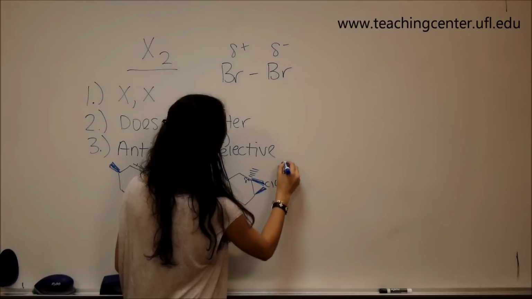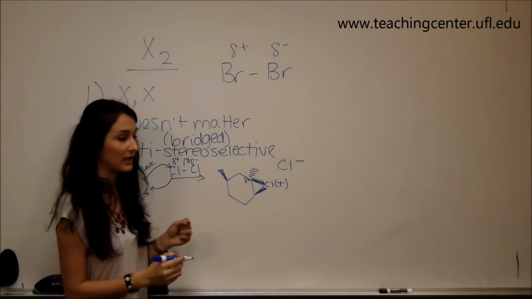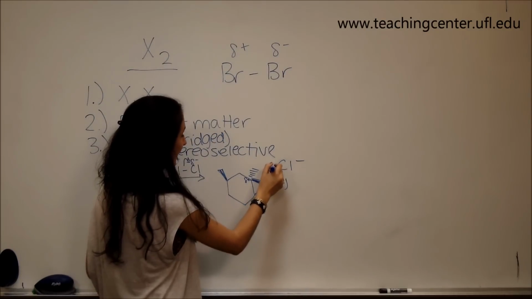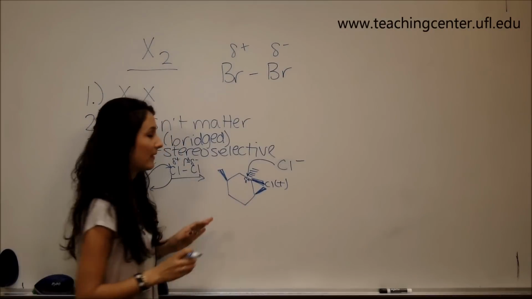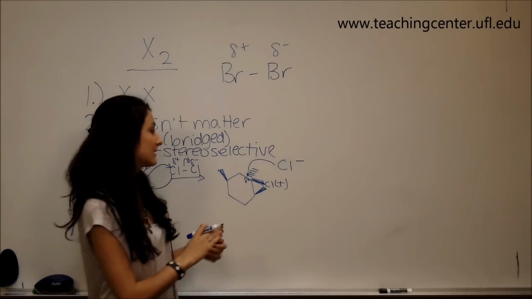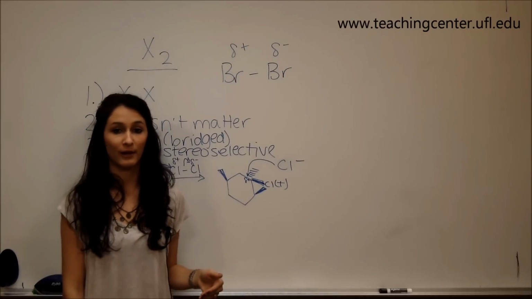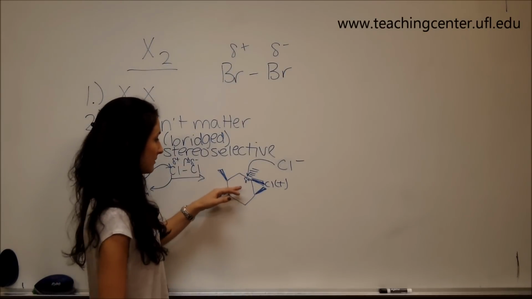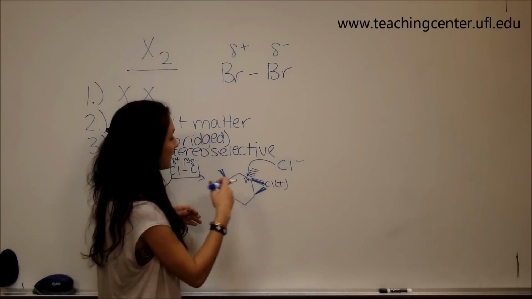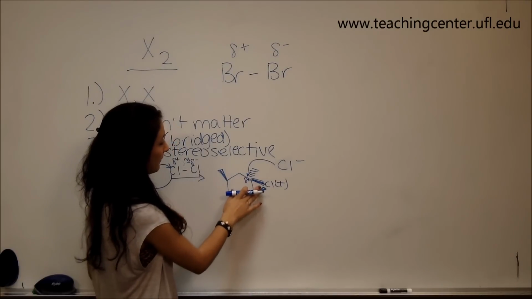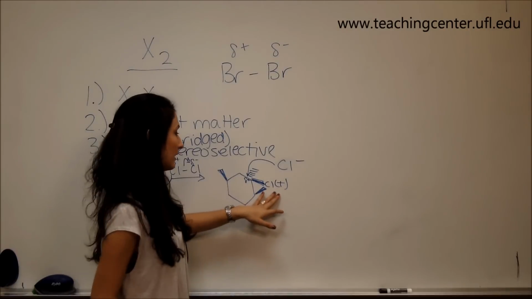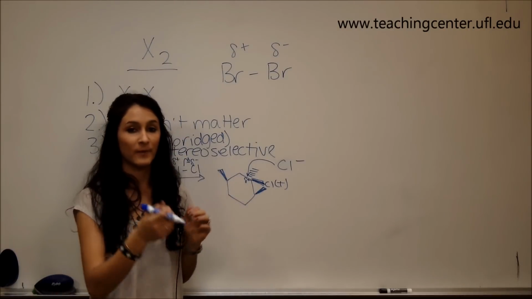So you get this delta positive, and that's where the chlorine that you have in solution, which is negative, is going to attack. Basically what I want you to remember from that is that your chlorine that attacks is going to attack the more substituted carbon. Okay, so attack the more substituted carbon.